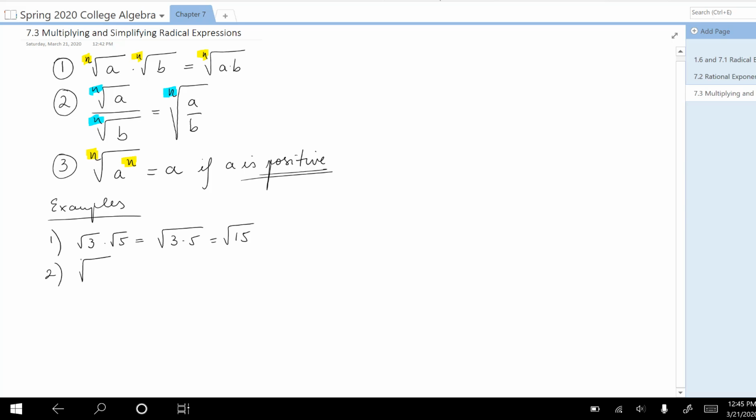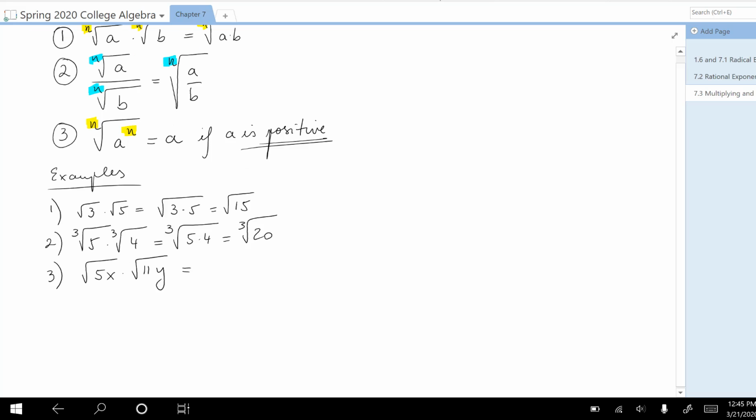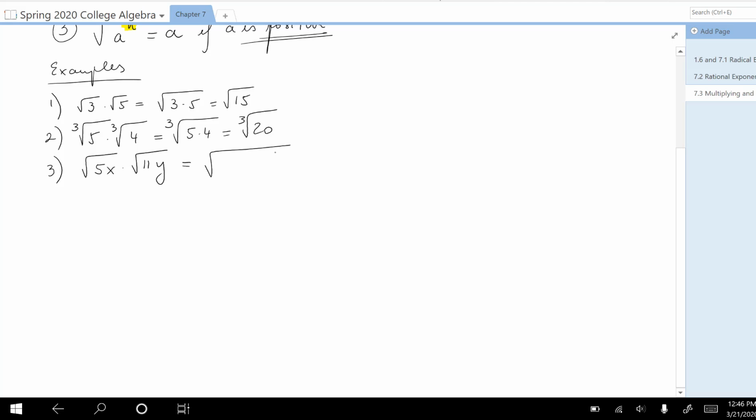The next one. Cube root of 5 times cube root of 4. Again, the same index, so it's going to be the cube root of 5 times 4. So it's cube root of 20, which we will leave like that. Three. Square root of 5x times square root of 11y, where we assume x and y are positive numbers. Why? Because you want positive under an even root. Well, square root of 5x times 11y is square root of 55xy, and that's pretty much it.